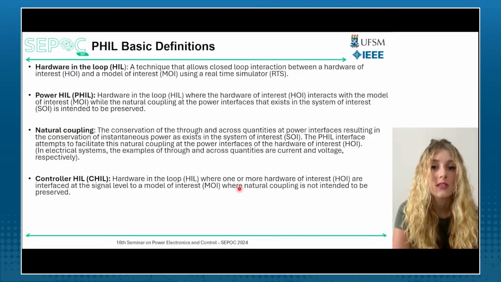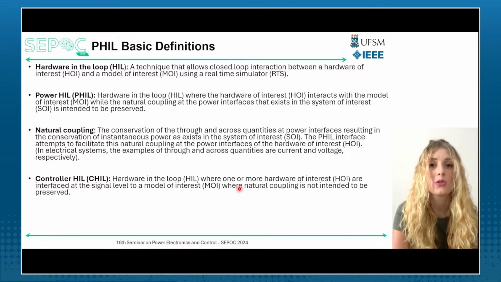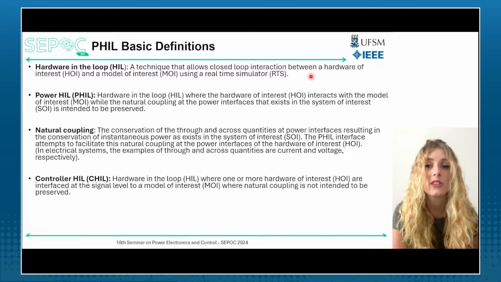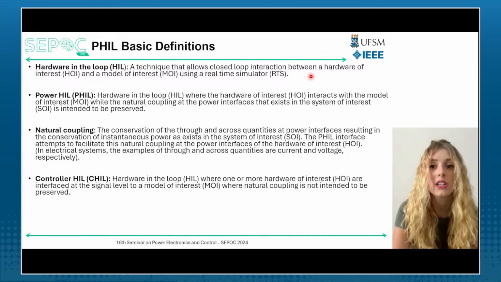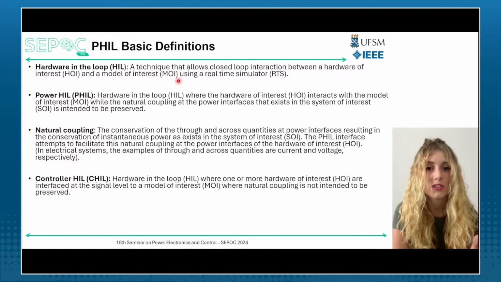So let's first start with the basic definitions of terms that we will use throughout this presentation. So what is hardware in the loop in the first place? Hardware in the loop is a technique that allows closed loop interactions between hardware of interest and model of interest using a real-time simulator. So as you can see, there are two parts of the system, hardware of interest and model of interest.